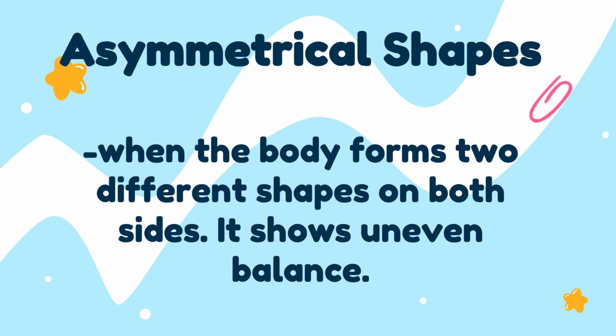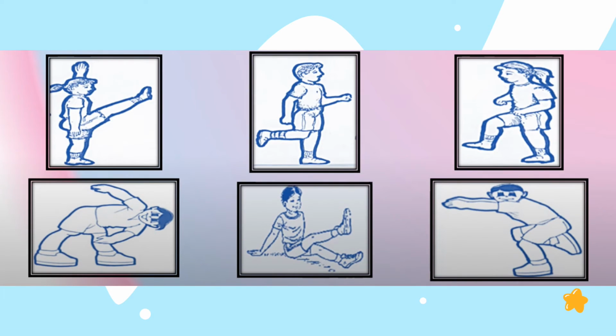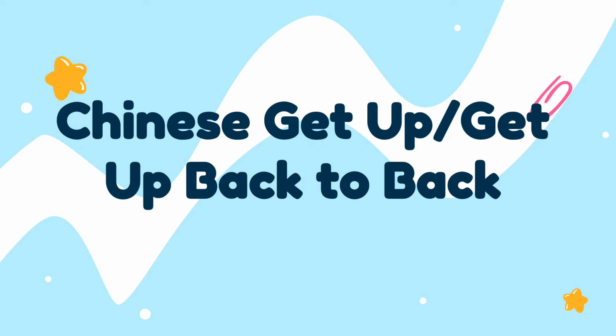Now, when we say asymmetrical shapes, these are shapes when the body forms two different shapes on both sides, and also it shows uneven balance. This is what asymmetrical body shapes look like. See, the other parts of the body are not balanced. Now, let's try to do this kind of activities that show asymmetrical and symmetrical shapes.